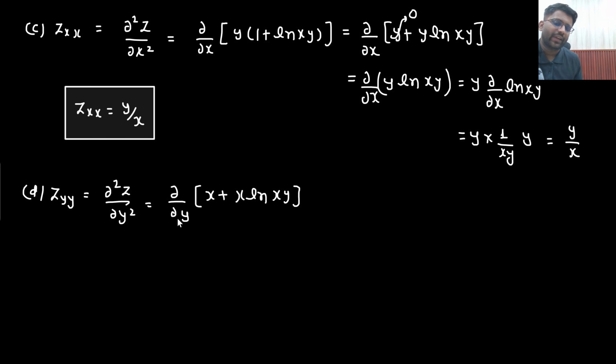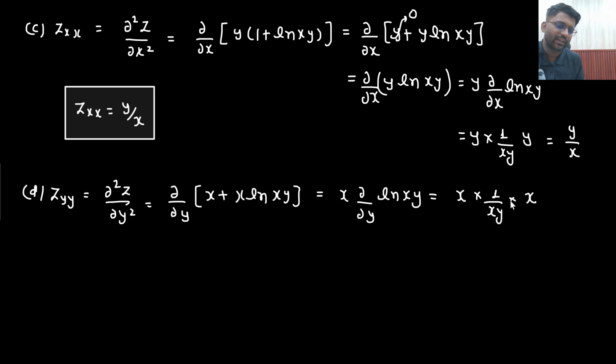Now differentiation of x with respect to y will be 0 because x is taken constant. Then this x will come outside, and del by del y ln xy I need to do. Now what will be the differentiation of ln xy? So that will be 1 by xy. Then differentiation of xy with respect to y, what would that be? That would be x only.